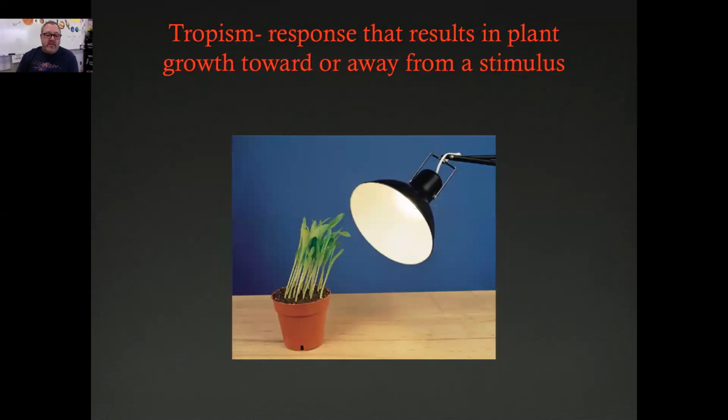So if you were to take a plant and put a lamp by it, and maybe you could try this at home if you've got a plant lying around, go and shine a lamp at it from the side for a couple of days. And I'm guessing you'll find that those plants are going to start growing towards that light.